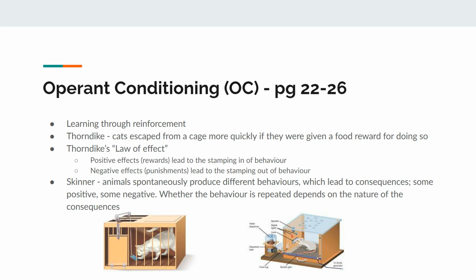We also need to be aware of Skinner's research, and he found that animals produce all sorts of different behaviours spontaneously. For example, if you've got a rat in a cage, it will climb around, it will sniff, it will explore, it might climb up on the sides, all those things it does naturally in its way of exploring. But those behaviours are going to lead to consequences, and if the consequences are positive, the behaviour is more likely to be repeated. If the consequences are negative, the behaviour is less likely to be repeated. So that's Skinner's basic principle. Behaviour is carried out spontaneously. If it's met with a positive consequence, it's likely to be repeated. If it's negative, it's less likely to be repeated.